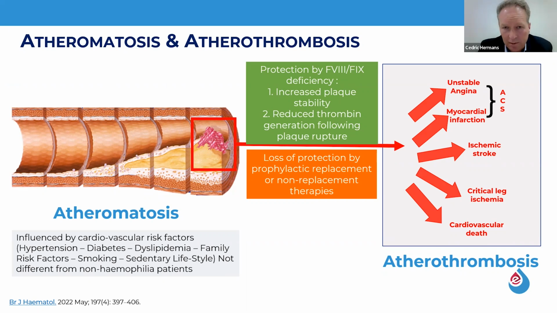It's also clear that this is true for untreated patients with hemophilia, but it's very likely that treatment with prophylaxis, with clotting factor concentrate or non-replacement therapy, could result in a partial or complete loss of this protection that these patients have against atherothrombosis. And atherothrombosis means developing a thrombosis in your heart, in your brain, or in the inferior limbs.